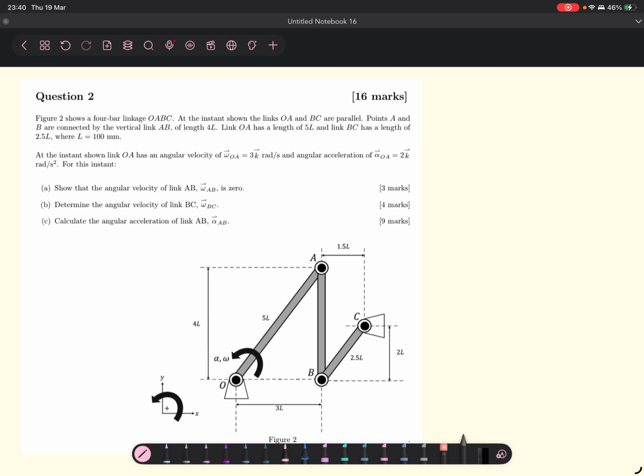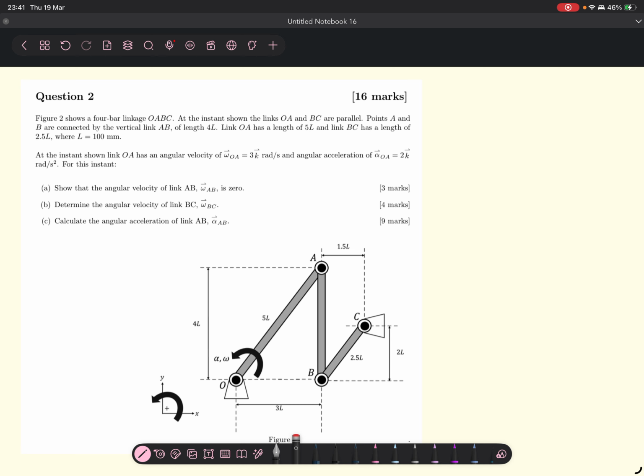Okay, so in this question, we're given a 4-bar linkage. Cool. And then we're told that OA and BC are parallel. So these two are parallel to each other at this point in time. And then points A and B are connected by the link AB. Okay, then they give us the lengths of the particular links. And we're also given that L is equal to 100 millimeters.